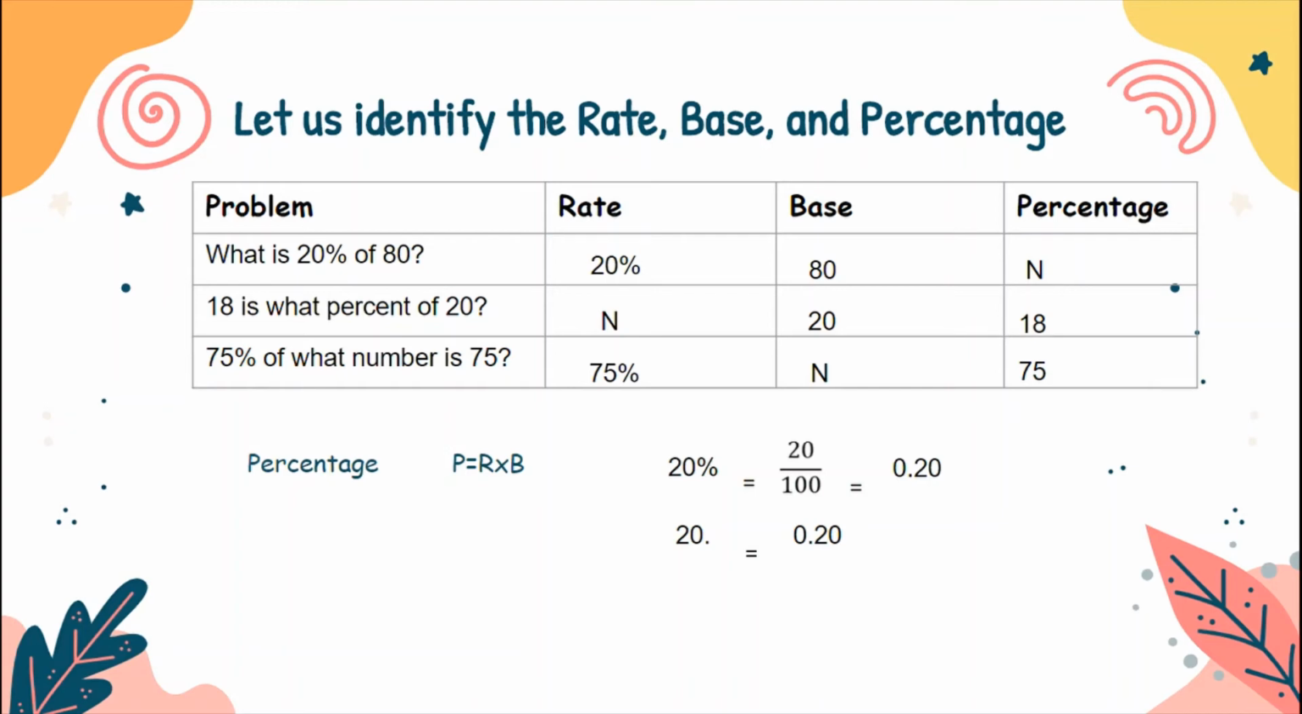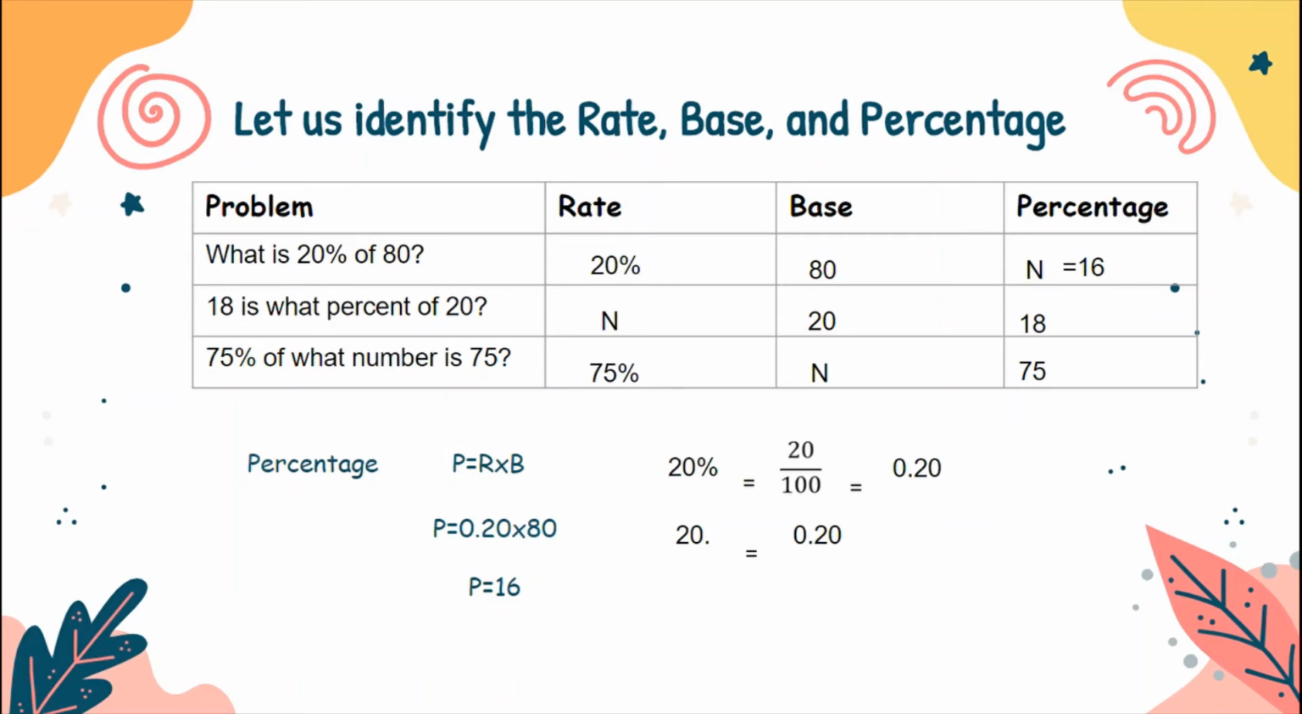After we convert the percent into decimal, we can now put the values in our formula. So we have 0.20, which is our rate, multiplied by 80, which is our base. And 0.20 times 80, the answer is 60. So the value of n here is 60.